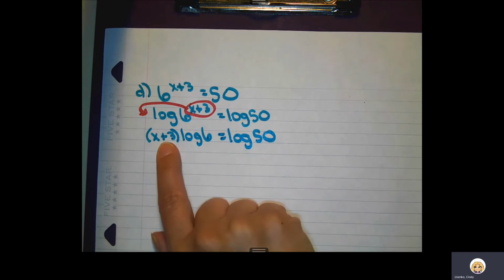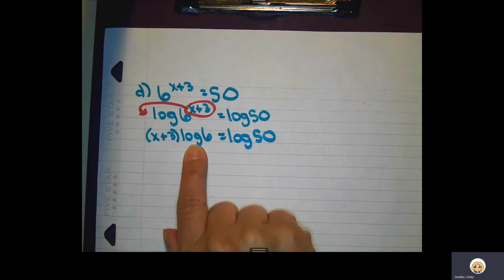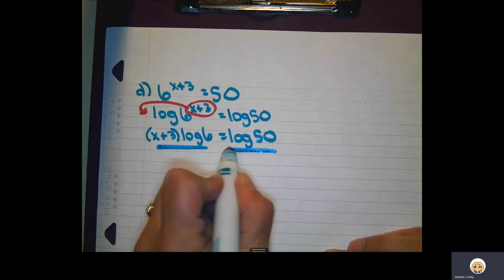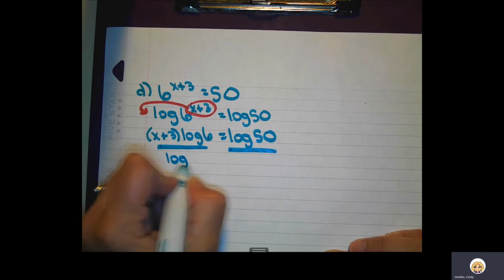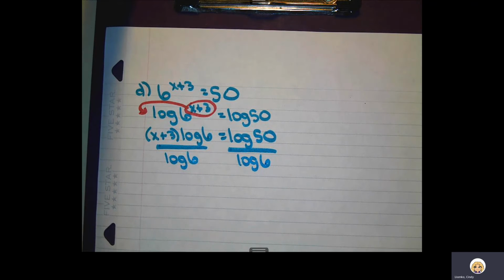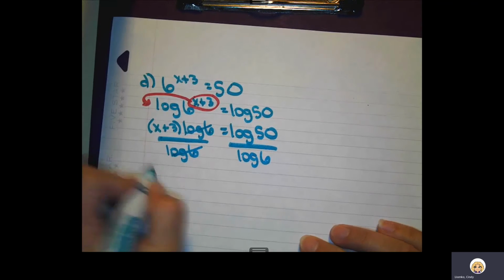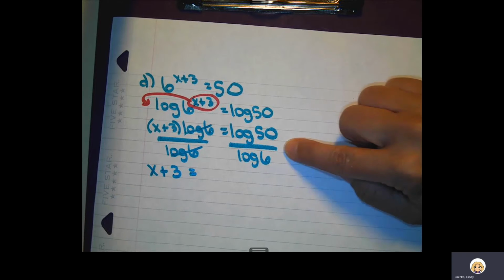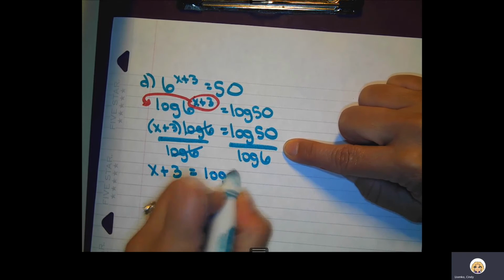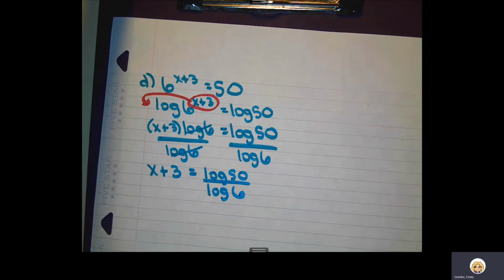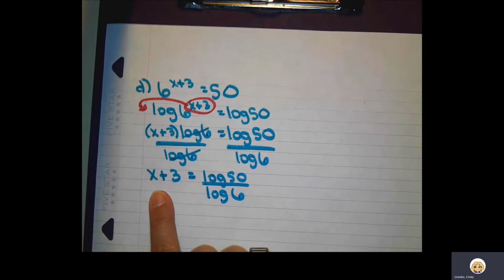Now, I cannot get rid of this plus 3 yet until I move this log of 6 over. So what I'm going to do to get rid of the log of 6 is divide both sides by the log of 6. So we have the log of 6 on the left and the log of 6 on the right. These cancel out. I don't just have x here, I have x plus 3, so I'm going to bring that down, x plus 3. On the other side, I'm going to bring what I have left. So I have the log of 50 on the top and the log of 6 on the bottom. We are almost done. We have to isolate the x. We have to get the x alone.